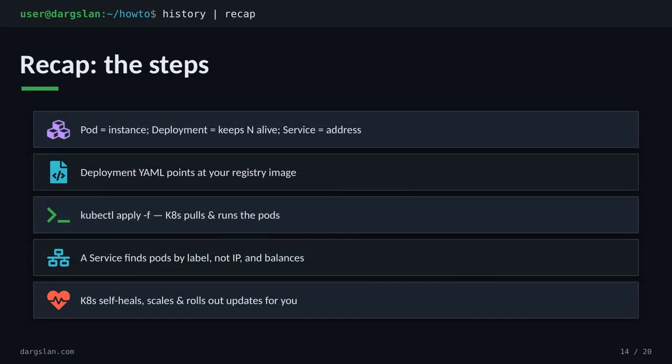So let's pull the whole journey together in one quick recap. A pod is a single instance, a deployment keeps the number you asked for alive, and a service gives them one stable address. Your deployment YAML points at the image you already pushed to the registry, one kubectl apply -f hands it to the cluster, and Kubernetes pulls and runs the pods for you. The service then finds those pods by label, not IP, and load balances across them. And from that moment on, Kubernetes self-heals, scales, and rolls out updates on your behalf.